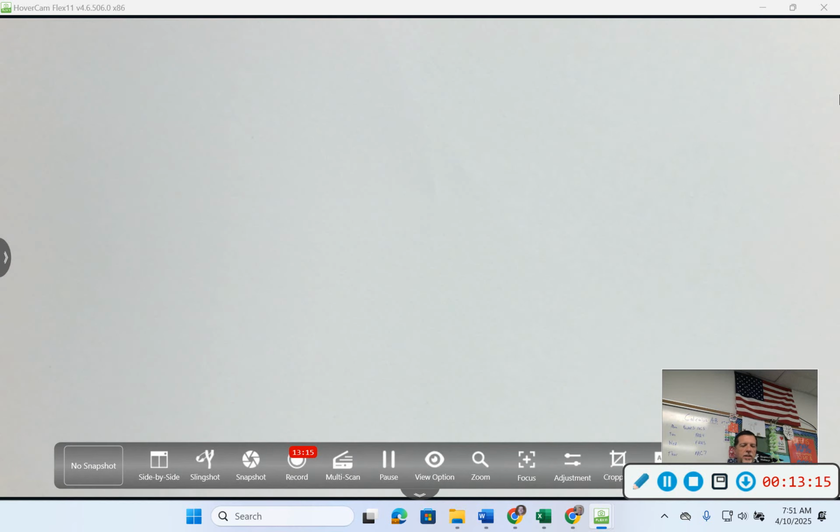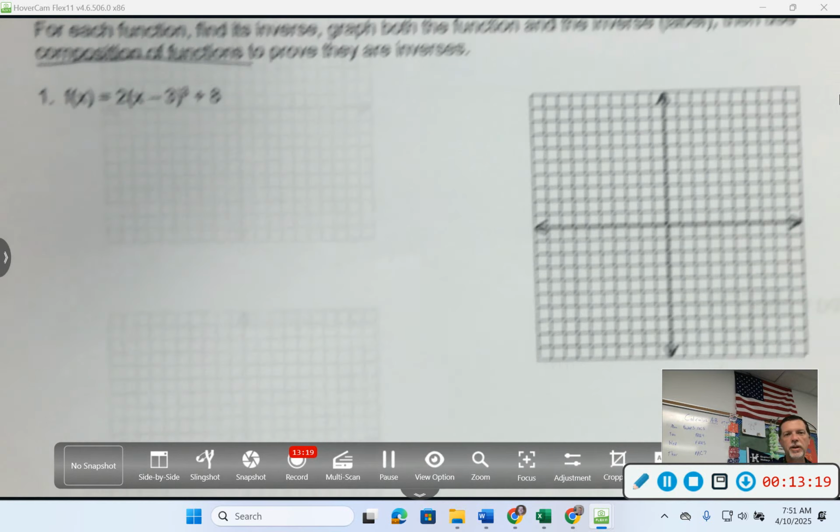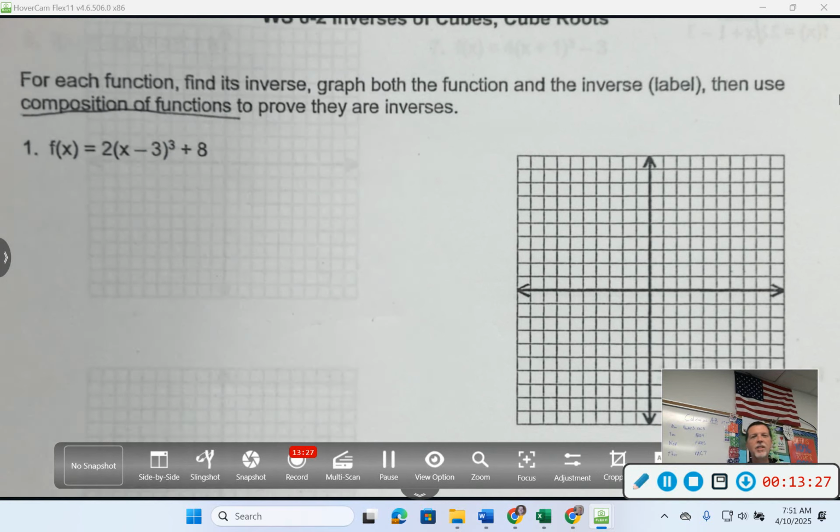Okay, so back to number 1. We got a lot of things to do with number 1, but hey, that's why we got half a page to do it. Do you want to graph first or find its inverse first? This doesn't really matter. I thought so too. That's not the order, but I agree. Let's graph it first.